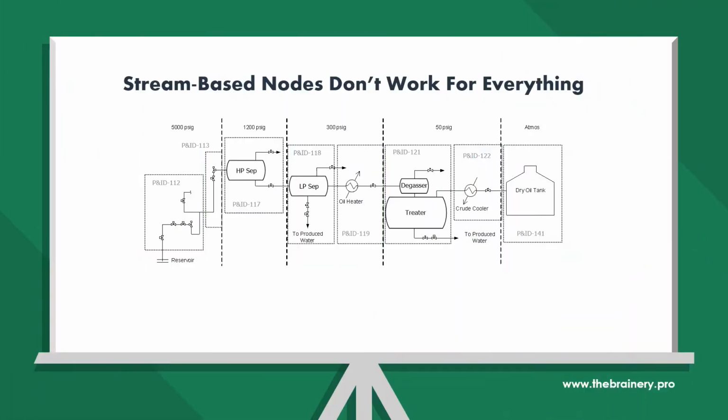When I first hit on the idea of stream-based nodes, I thought we could do the entire HAZOP with them. Alas, I was wrong. The stream-based nodes don't work for the pressure, temperature, and level discussions. Pressure, temperature, and level are point functions. They occur at specific points in the process.